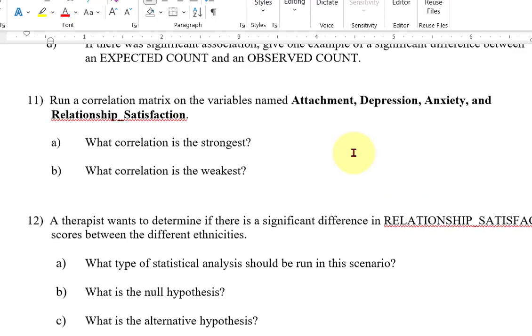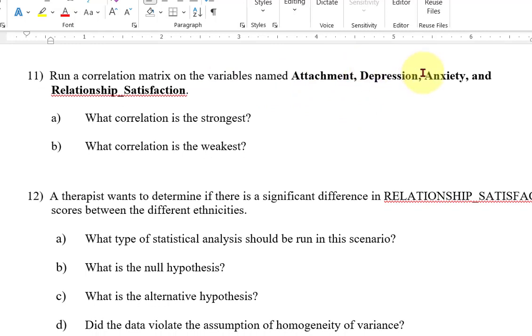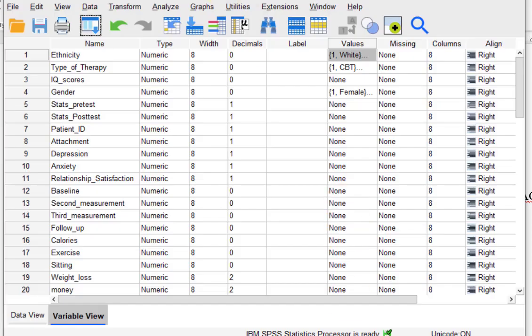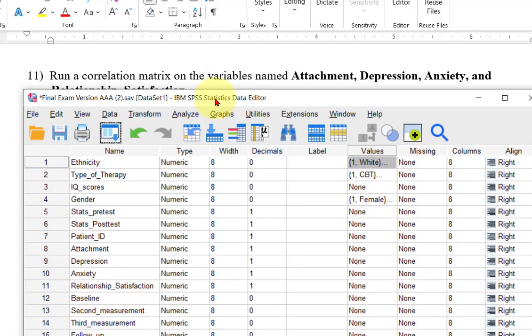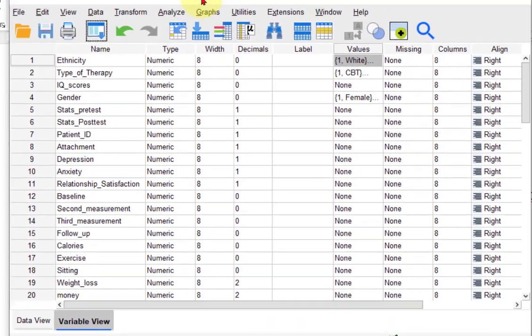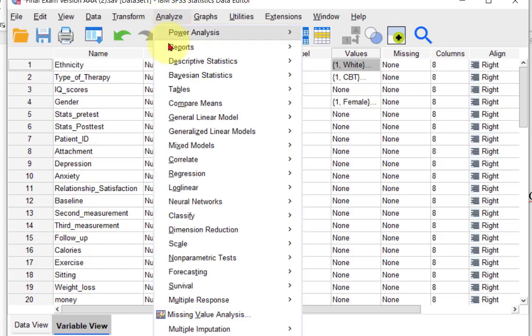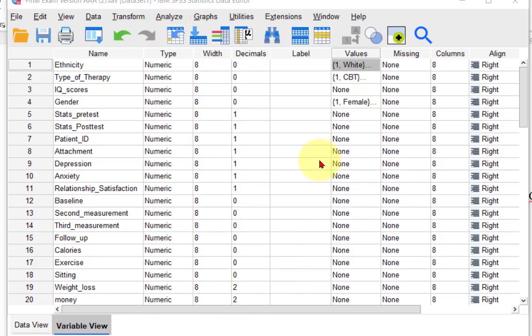All right, we're going to run a correlation matrix on the variables attachment, depression, anxiety, and relationship satisfaction, and identify the strongest and the weakest. Okay, that should not be too bad. So we're going to go to correlate. Got to get the names of them. Okay, attachment, depression, anxiety, and relationship satisfaction. We're going to go to Analyze, Correlate, stick them all in there, Bivariate.